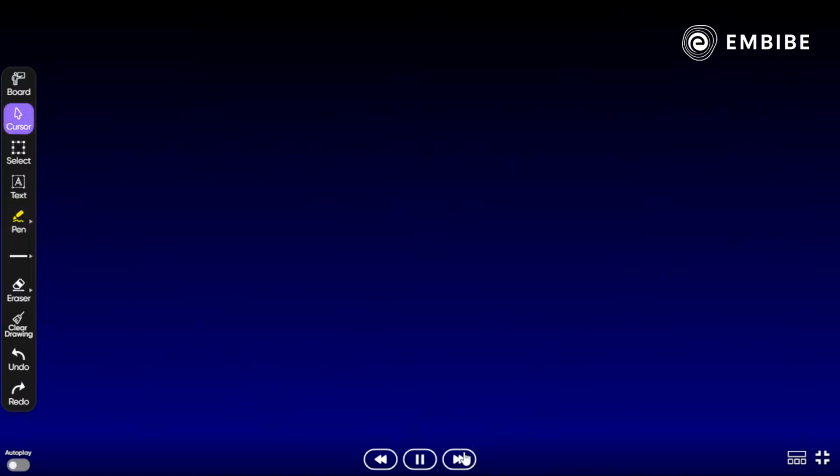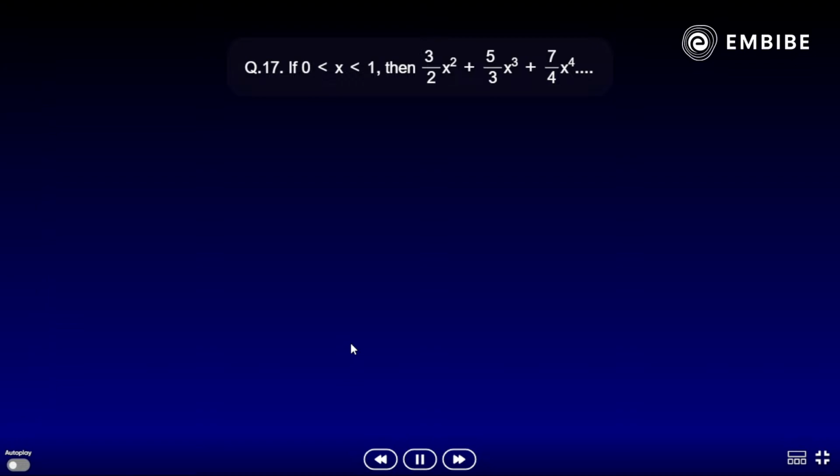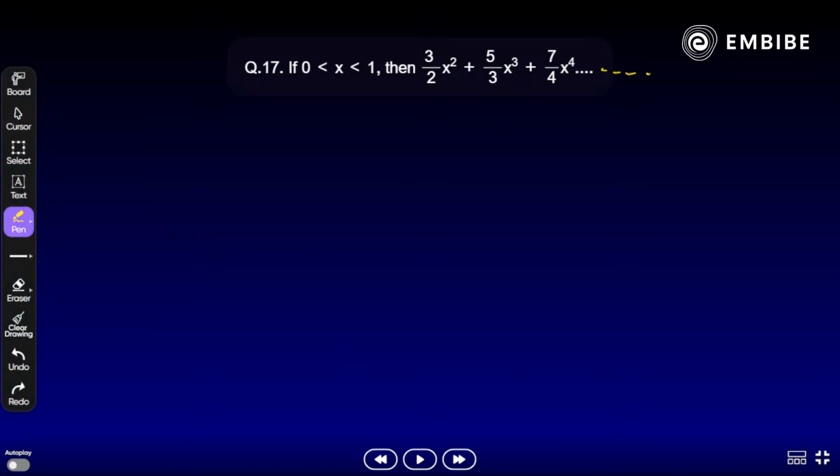Now take a look at the next part here. The next question, number 17. We can see that if x is between 0 and 1, more than 0 or less than 1, then 3 by 2 x square plus 5 by 3 x cube plus 7 by 4 x raised to power 4 up to the infinity. Remember, up to the infinity is equal to what?